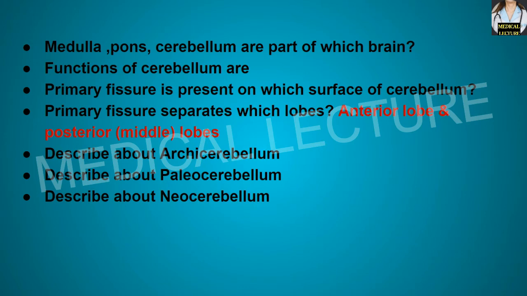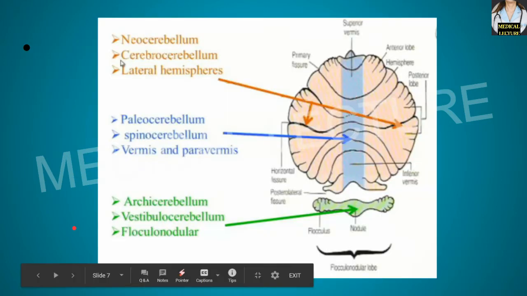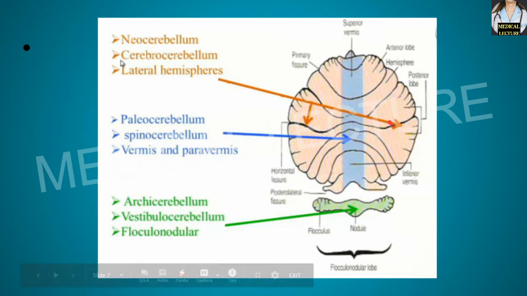Describe the archicerebellum, paleocerebellum and the neocerebellum. Over here, as you can see, this is the archicerebellum, this is the paleocerebellum and this is the neocerebellum. First of all, the archicerebellum. The archicerebellum is the oldest one and basically consists of the lingula, nodule and the flocculus. The archicerebellum is vestibular in connection, and the flocculonodular lobe is the main part of the archicerebellum.